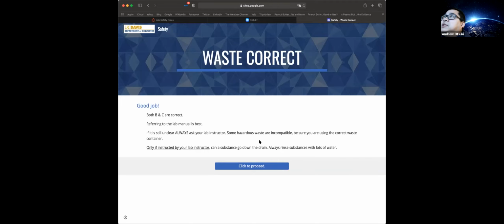Oh, so both B and C are correct. So we're all correct. If you chose C, that is good. Good job. Referring to the lab manual is best, but if it's still unclear, ask your lab instructor.